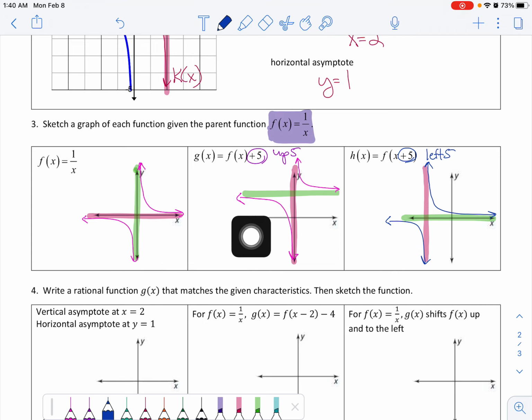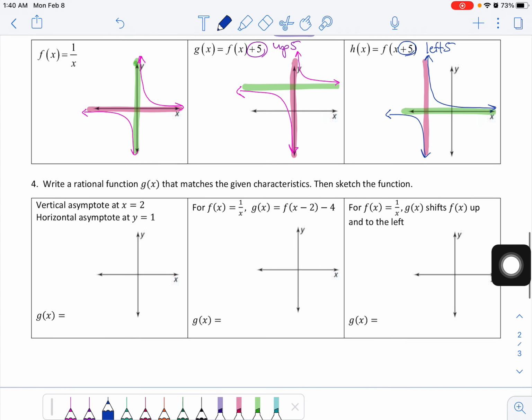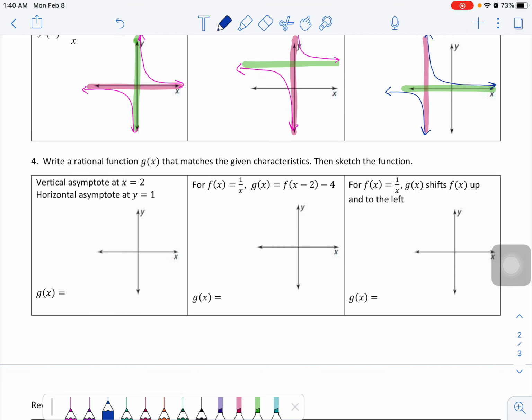Again, this is the general 1 over x function. This has been shifted up 5. This has been shifted left 5. So we're just looking at those transformations.